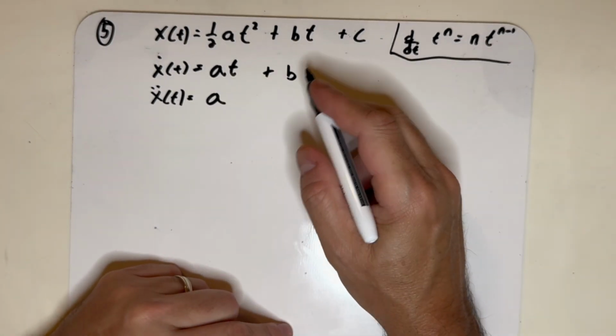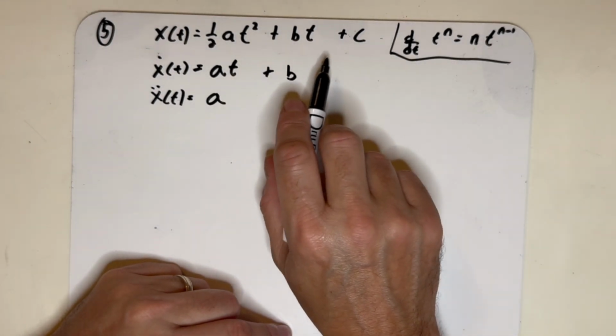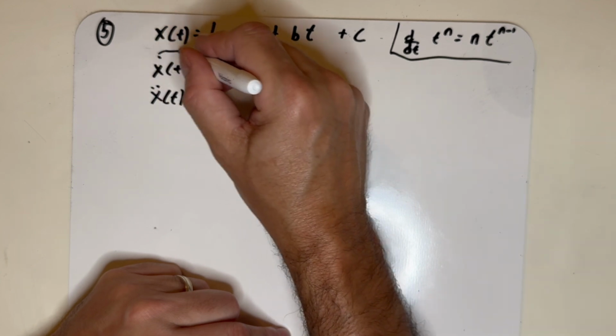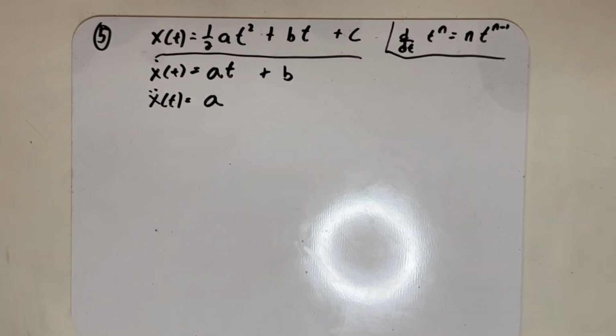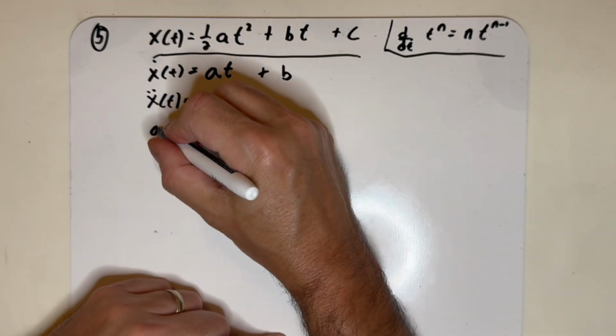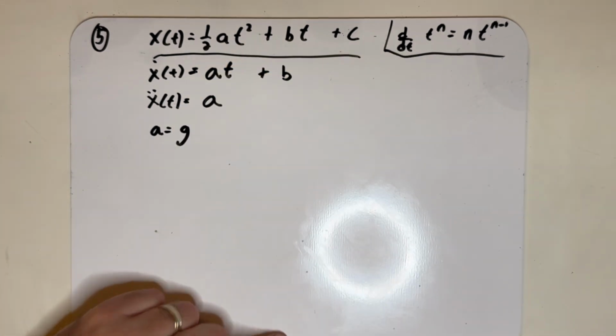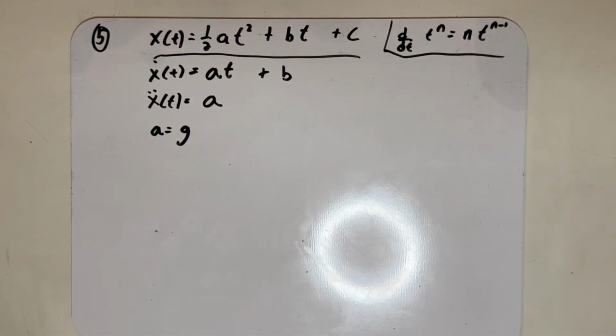And as far as the reassignment of values, what this should trigger in your mind is that you should recognize this original equation as something we saw in kinematics that talked about the displacement in terms of an acceleration and a velocity. So we could relabel a to be equal to g. That's the acceleration due to gravity, so that's 9.8 meters per second squared.